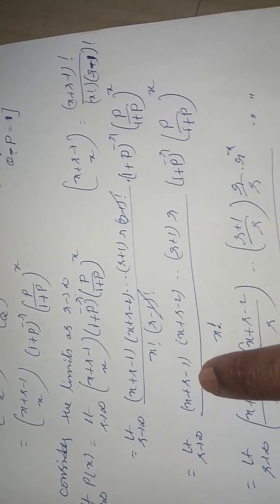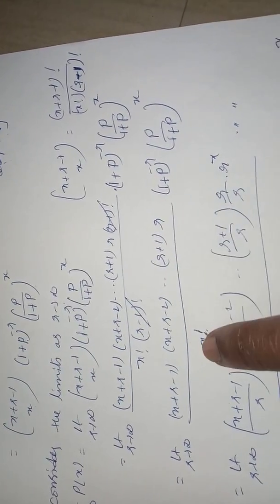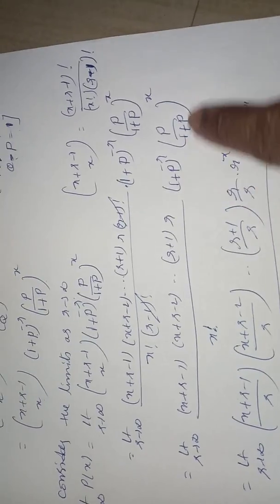In the next step, limit r tends to infinity, x plus r minus 1, x plus r minus 2, and so on, r plus 1 into r by x factorial, and the remaining terms as it is.